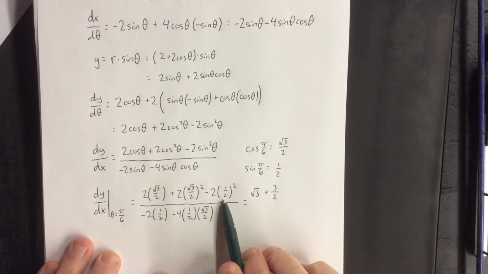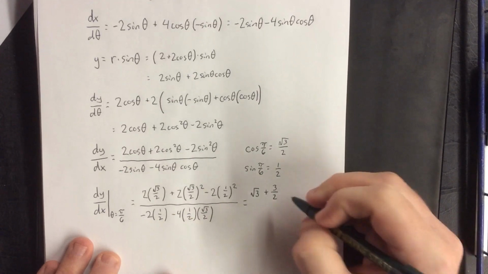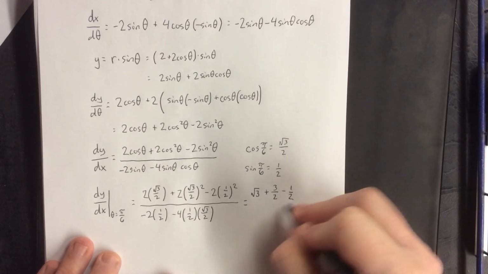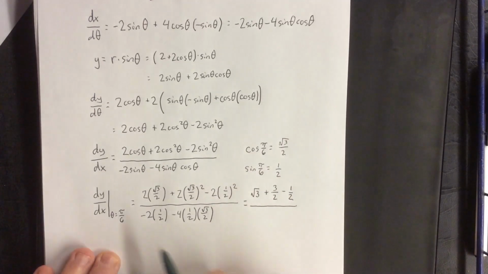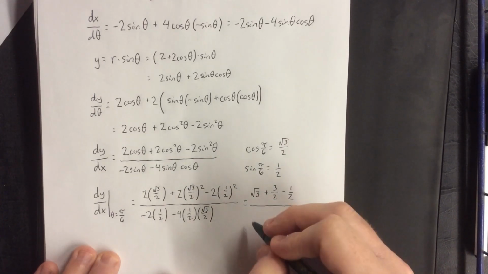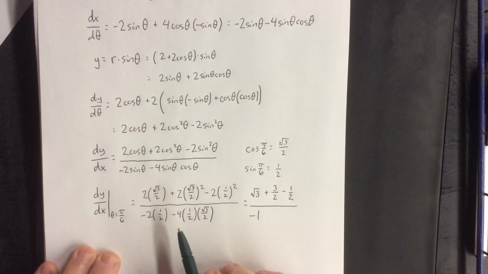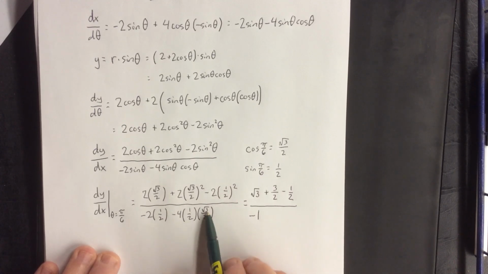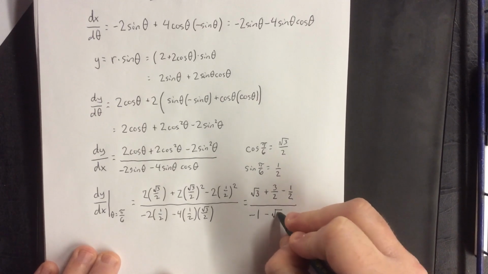Square the 1/2, we'll get 1/4. Multiply by 2, we'll get 1/2. So this will be minus 1/2 all over. Negative 2 times 1/2 will be negative 1. This 4 will cancel out these two 2's very nicely, and we'll have negative 1 times root 3, so minus root 3.